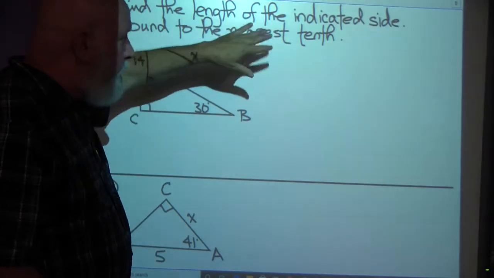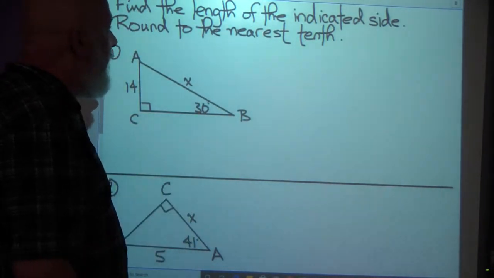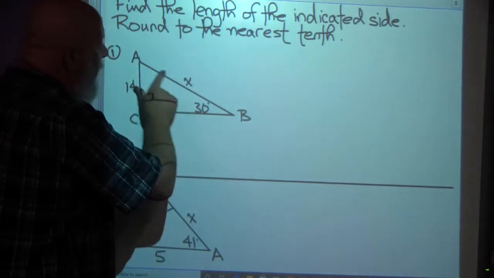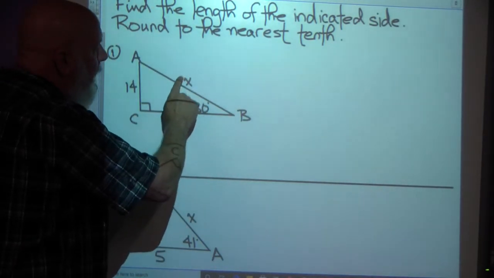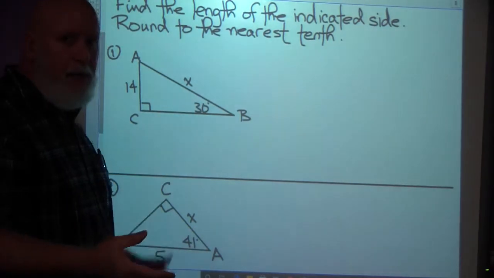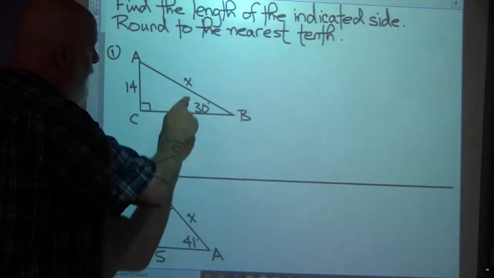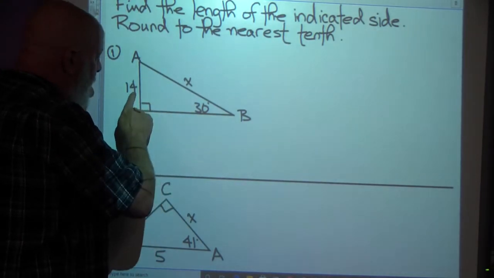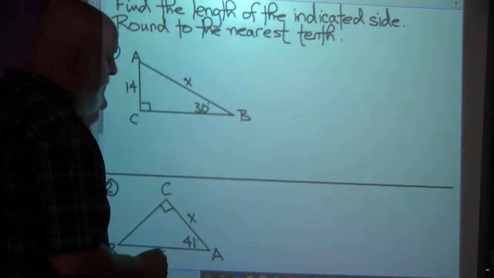The instructions will be something along the lines of find the length of the indicated side, round to the nearest tenth. And I look at this triangle here. The indicated side is the side that's marked with a variable. It doesn't have to be an x. In this case it is, but this one's marked with a variable, so that's the side I'm looking for. I'm given the length of this side and I'm given the measure of this angle.